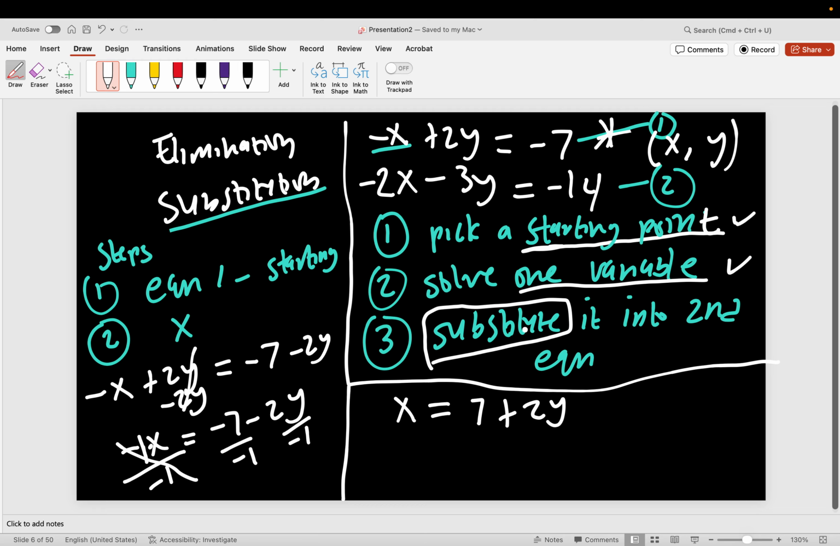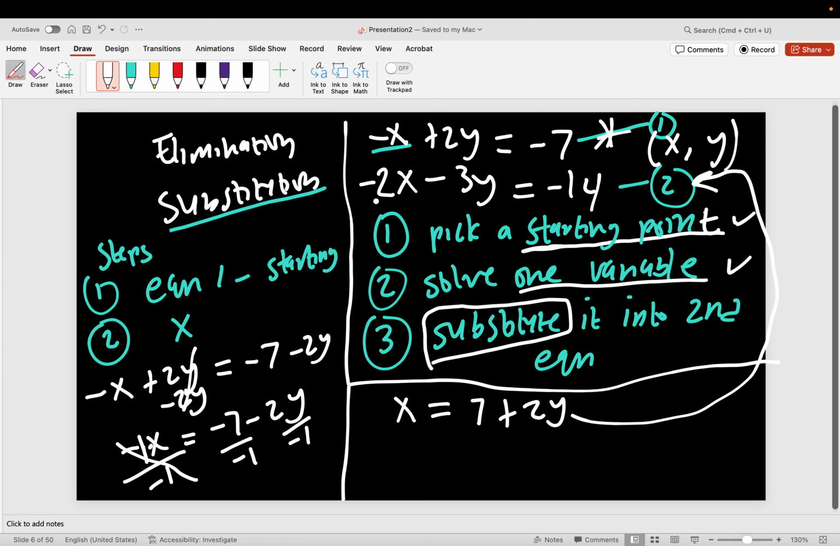Now the second step is to substitute it into the second equation. Since I picked this as my starting equation, this becomes my second equation. Notice that if I pick this as my starting point, this will become my second equation, so I'll substitute it into the second equation. Just make sure when you're substituting, you substitute it not into the equation you started with, but the other one. That's really important. So let me go ahead and substitute this back into this equation.